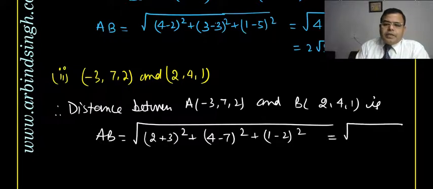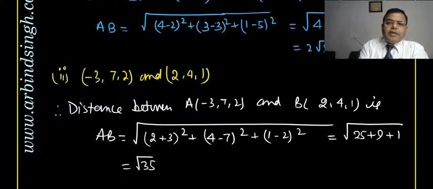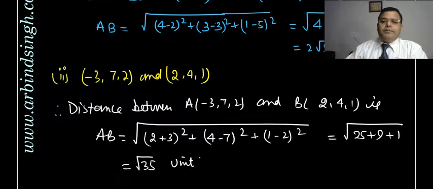This is 5 square, 25, plus 4 minus 7 is minus 3 whole square is 9 and 1 minus 2, minus 1 whole square is 1. So 25 plus 9 plus 1 is 35, that is under root 35 square unit. I hope you got it. Okay. So that will be answer unit. You may write it. There is no problem.